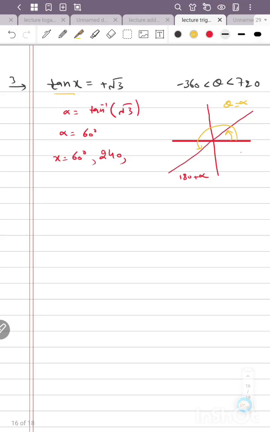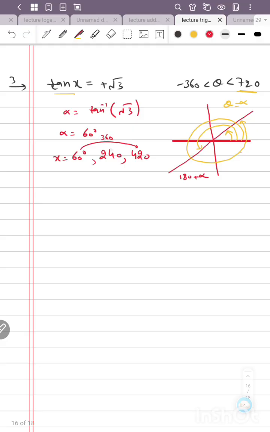Now the third one. If we start from here, because the interval is 720, we move here, complete the first circle and add 60, so 360 plus 60, we get the answer 420. Simply, we just add 360 here.